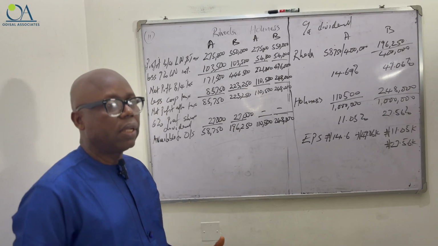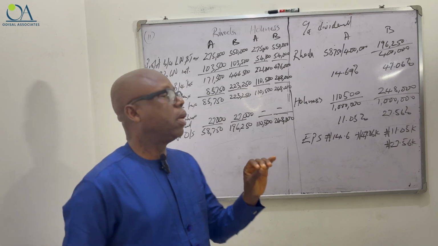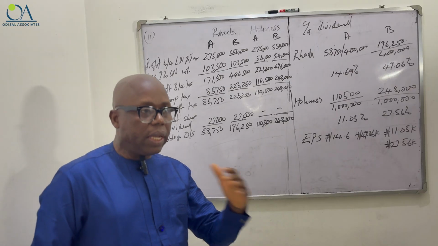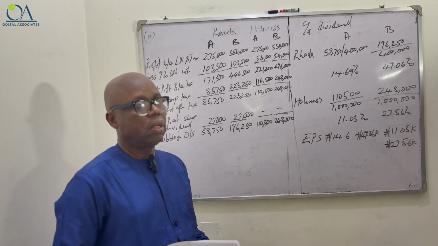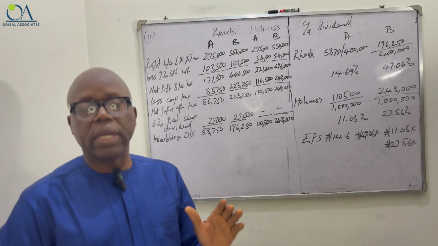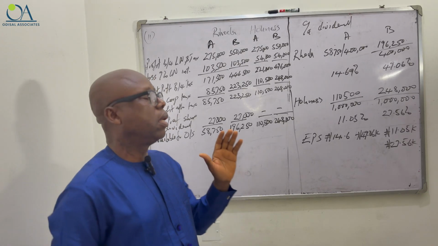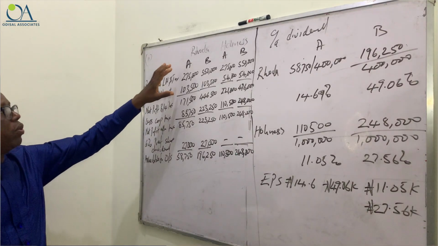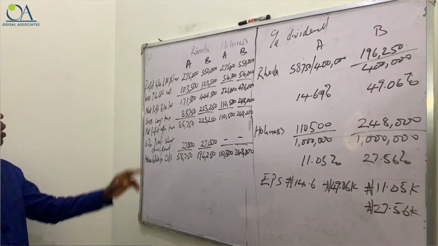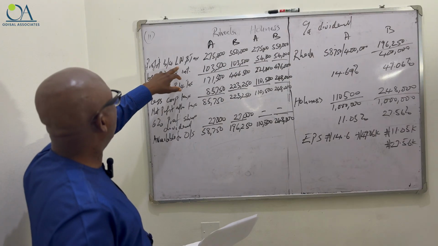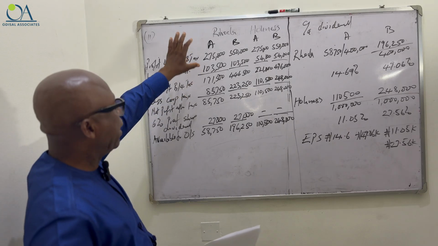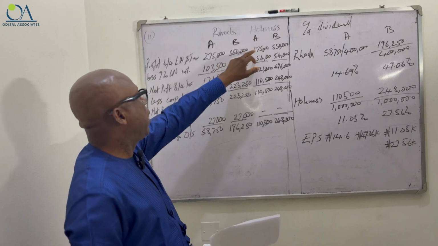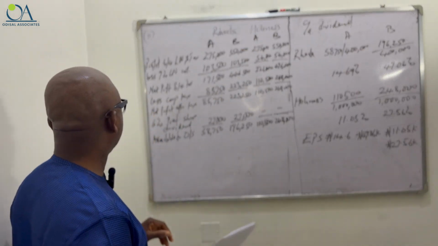So for us to do that, in that profit that we have that is stated there, we're going to remove the interest that should be paid to the loan notes holders and the interest that should be paid to the preference shareholders. So we have two scenarios, A and B, for the two companies. Profit before loan notes and tax, as stated in the question. In Rhoda, we have 275,550 and the same for Holiness Limited.